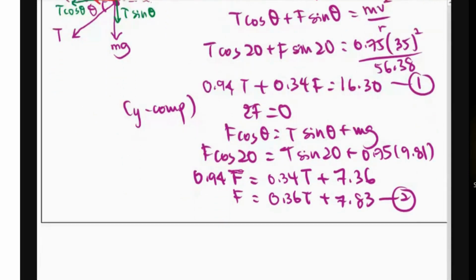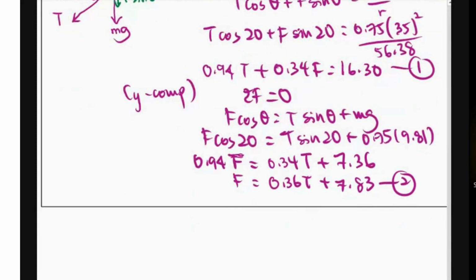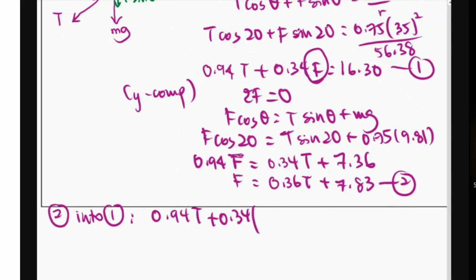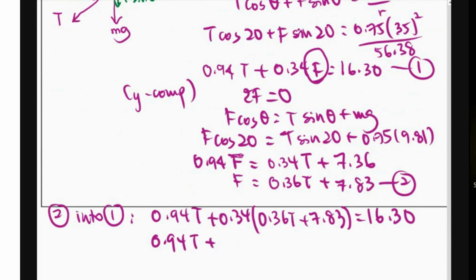So therefore, since you have 2 expressions, you can substitute 2 into expression 1. So expression 1 is 0.94 tension plus 0.34 F, where F is now 0.36 tension plus 7.83, equal to 16.30. So this is a bit of a long solution, so you have to be extra careful when calculating it. I sometimes make mistakes as well. It's okay to make mistakes. Better to learn from mistakes than not to learn at all.